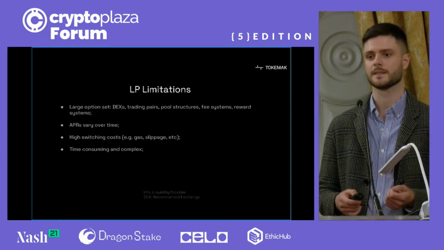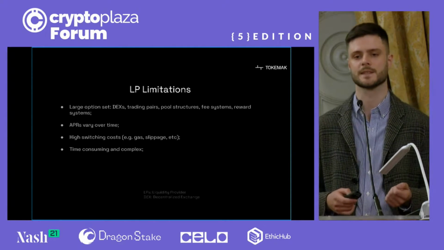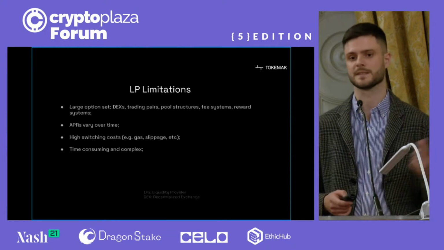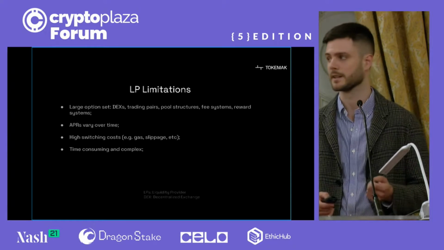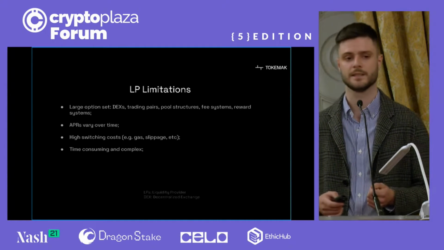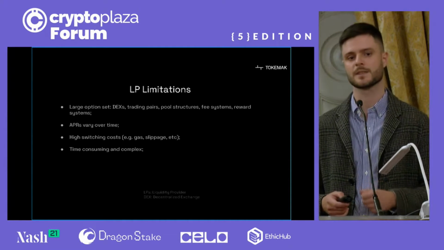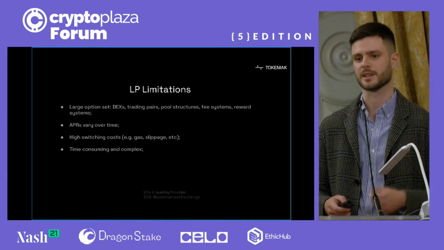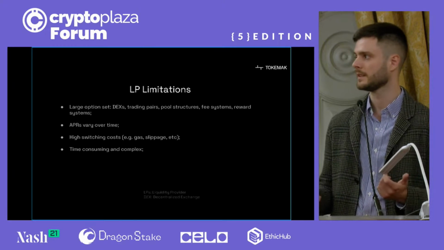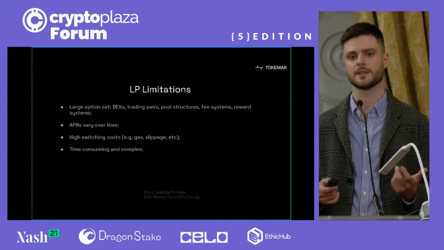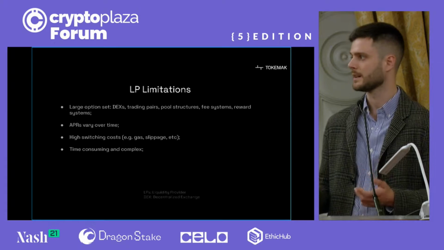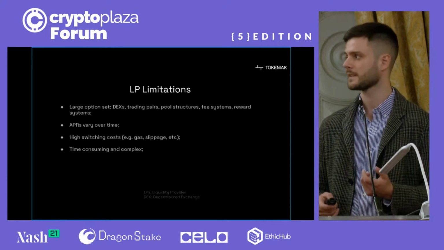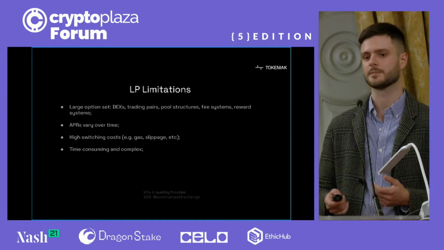In addition to that, the APRs across these option sets are constantly varying. So if you as an individual LP are not capturing this delta, you're underperforming the market. And finally, there are high switching costs. Each time that you enter a pool, you need to pay costs in the form of gas, slippage, and trading fees. So ultimately, how can you create a dynamic allocation for liquidity that allows you to outperform individual pools included in an option set while abstracting all the underlying complexity?